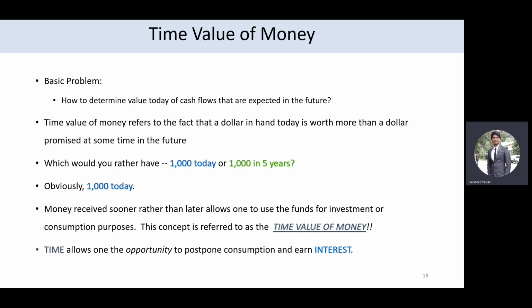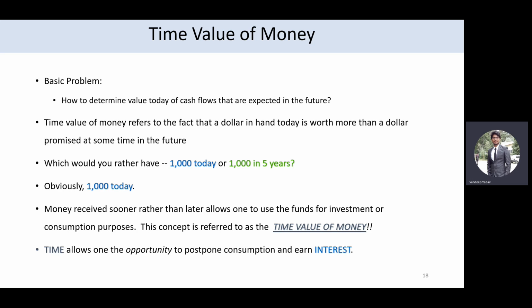Which would you rather have, $1,000 today or $1,000 in 5 years? Obviously $1,000 today, because the value of money decreases over 5 years because of inflation and all the factors we have to consider. Money received sooner rather than later can be used for investment or consumption purposes. The concept is referred to as the time value of money.